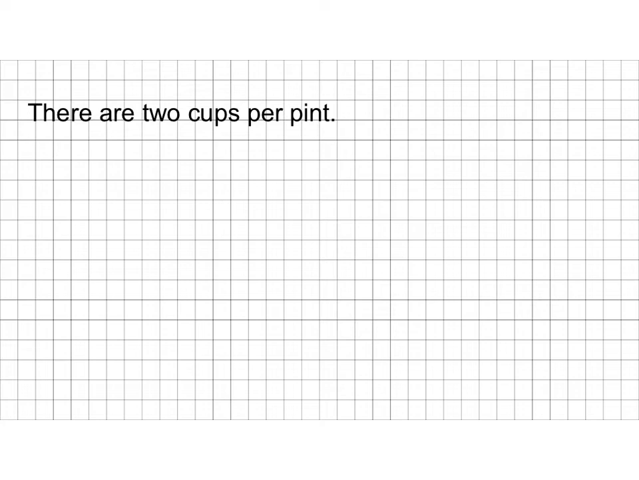All right, this time let's think about the relationship between 2 cups per pint, like if you were measuring milk or some other liquid. This is just a ratio that always holds true. We measure pints in terms of cups. There's 2 cups per pint. Go ahead and make the table and the graph now.